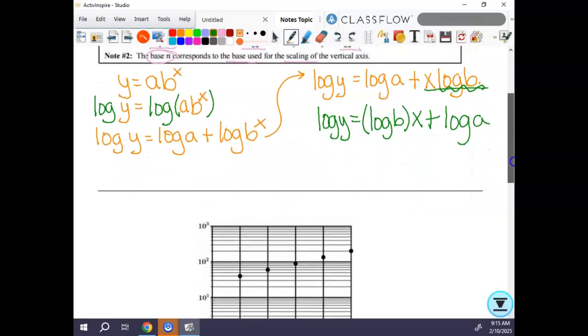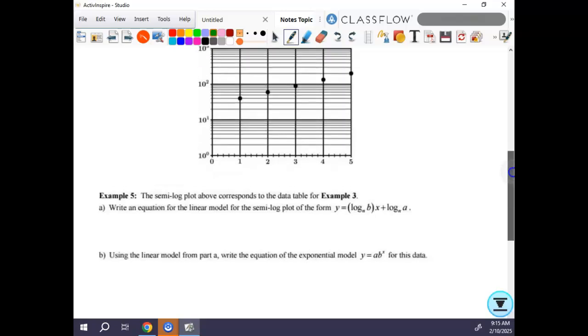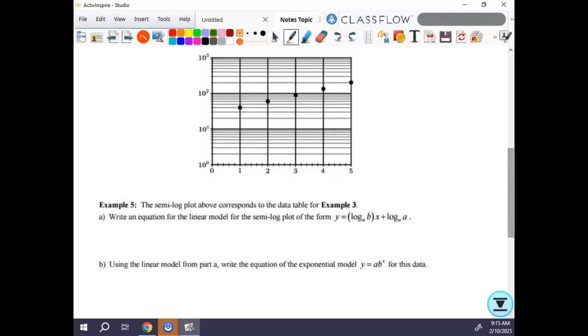Alrighty, so this semi-log plot above corresponds to the data for example 3. And example 3 is on the other piece of paper so you can actually see it. It's the table that is where that multiple choice one was. We start with 140, 260, 390. And write an equation for the linear model in this form here.